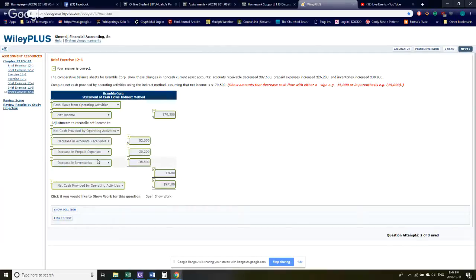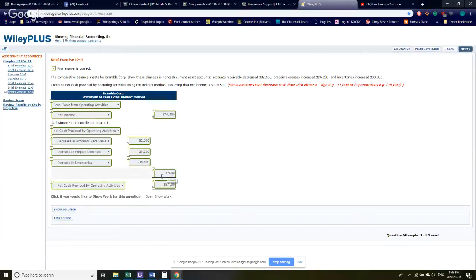The same thing goes with the increase in inventories. When they paid $38,800, they reduced the amount of cash they had, so that's a reduction. To calculate the total adjustments, you take both of these numbers, add them together, and subtract them from $82,600, and that gives us $17,600.